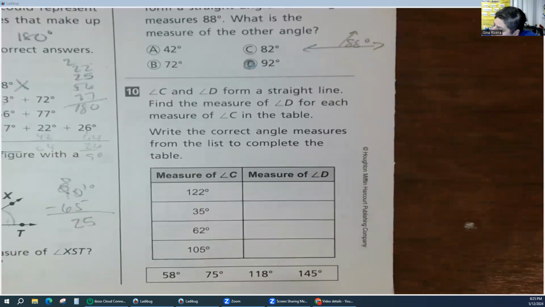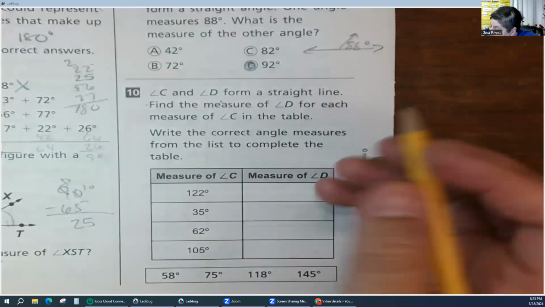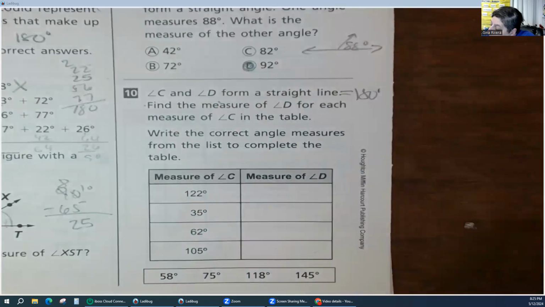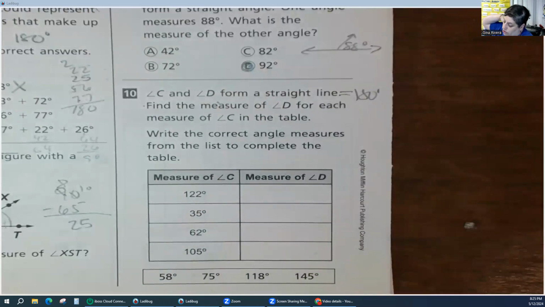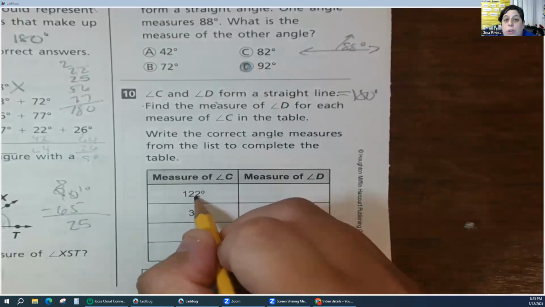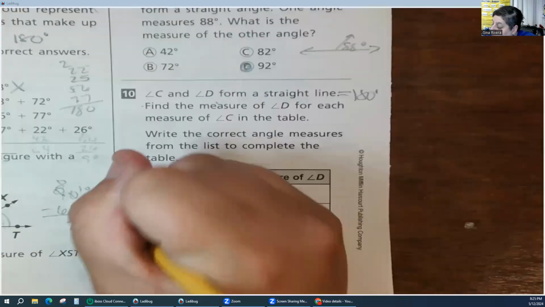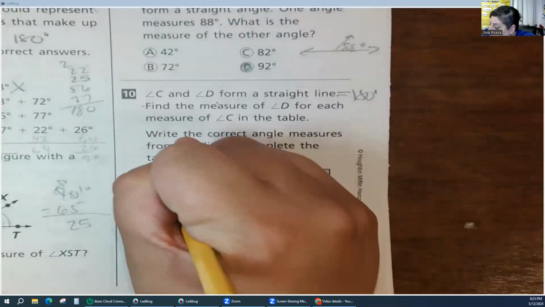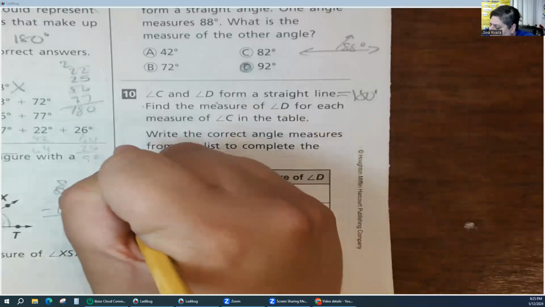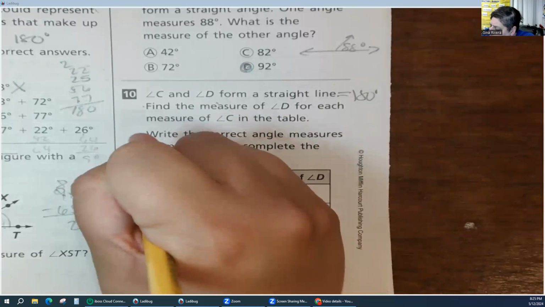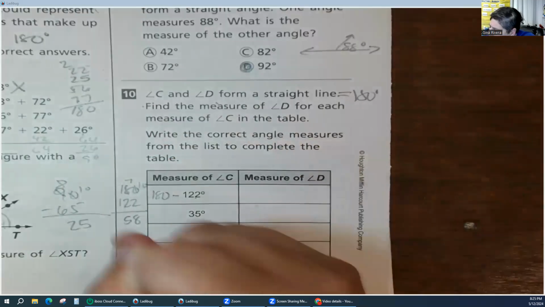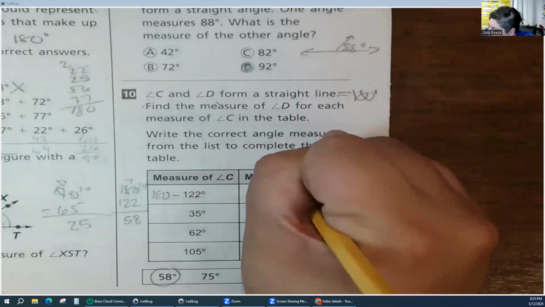You're so close. Okay, angle C and angle D together form a straight line. So all of those together measure 180 degrees. Find the measure of angle D for each measure of angle C in the table. That means how much more are we going to need from 122 to get to 180? I do that with subtraction. So 180 minus 122. If you cannot do that in your head, no shame in that game. We are going to do it on the side of our paper. And that is going to give us, bam, 58 degrees, which happens to be right there. This is going to be 58.